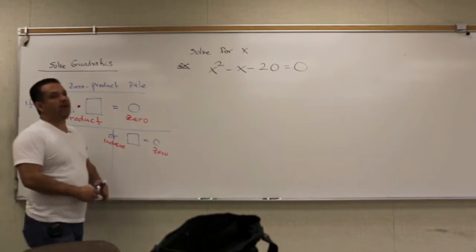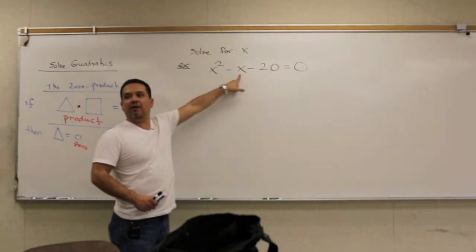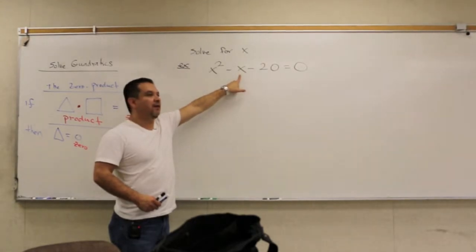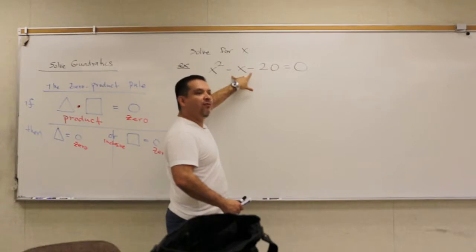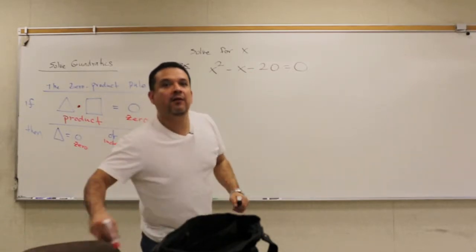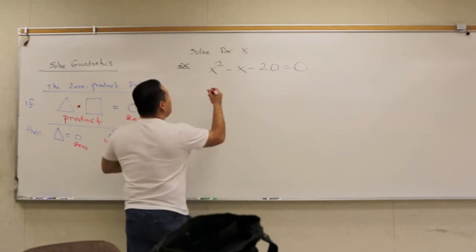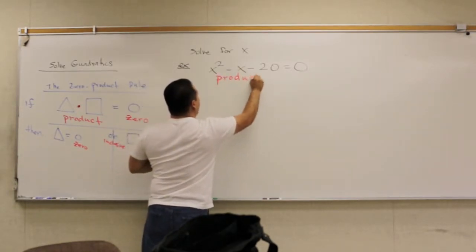So let's see an example here. What do you guys notice? Do you have a product here? What is this? Is that a difference? Don't we need a product? So we need a product.